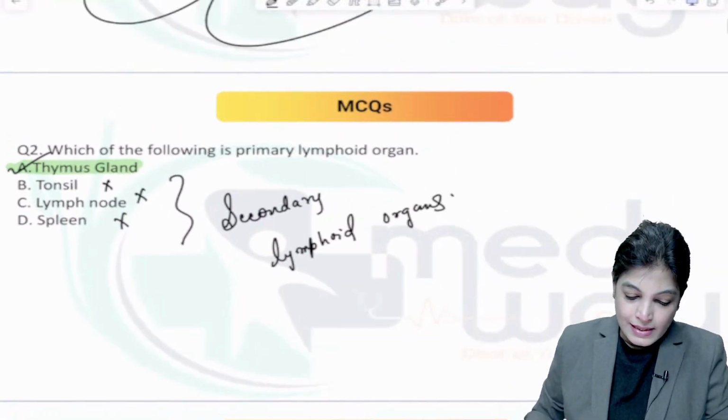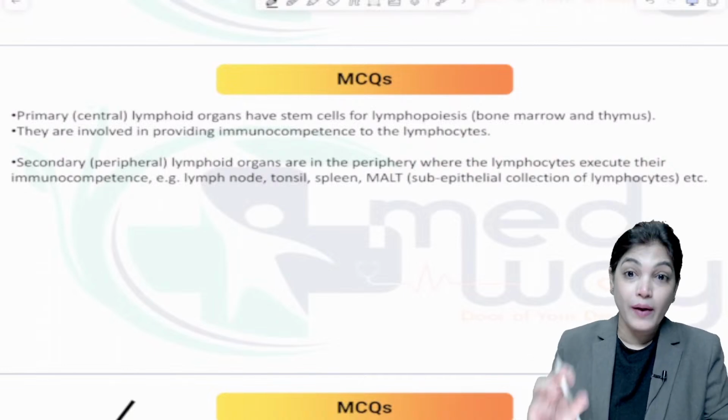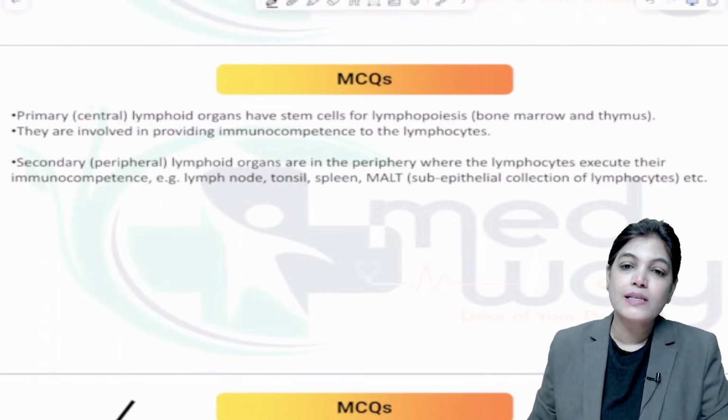Now the next thing is that I would also like everybody to quickly revise the definitions of primary lymphoid organs and secondary lymphoid organs.